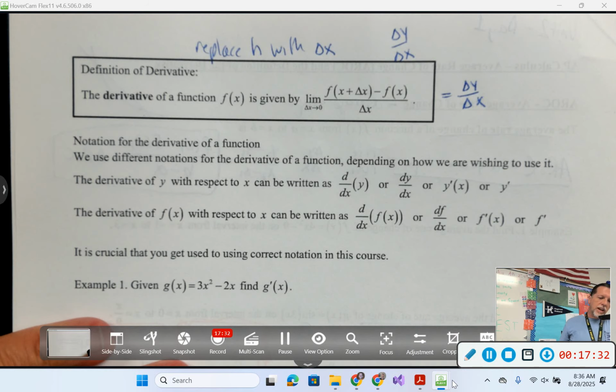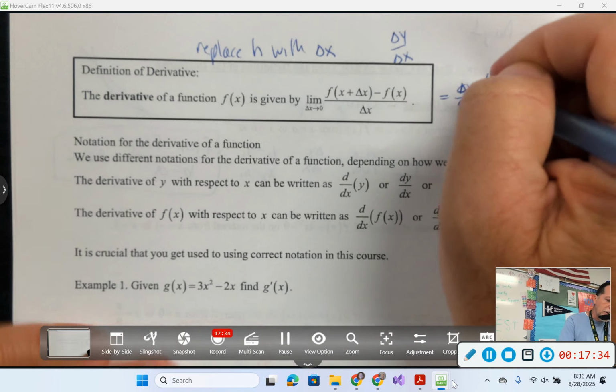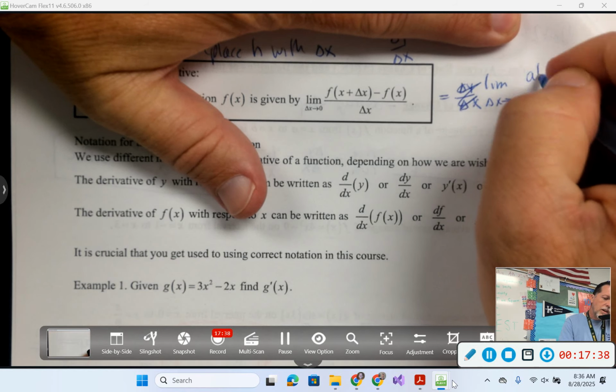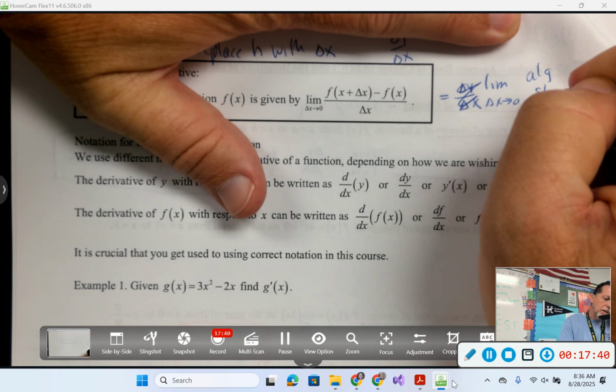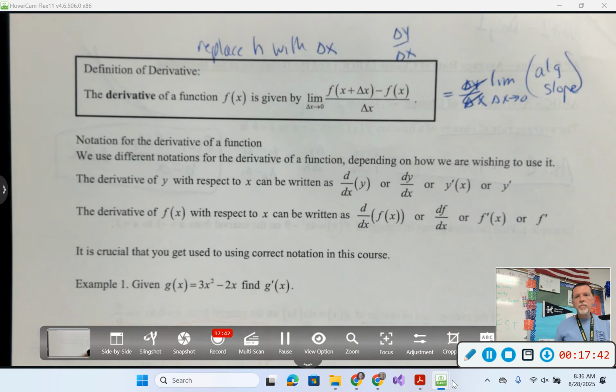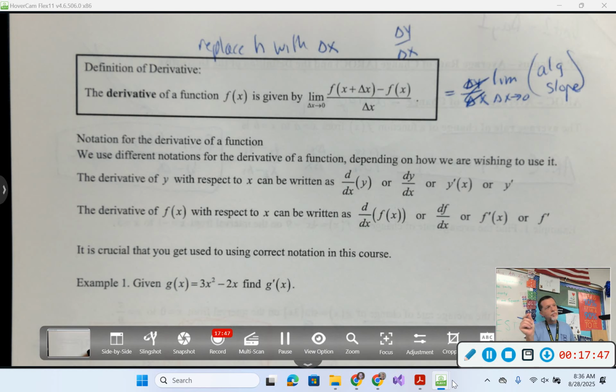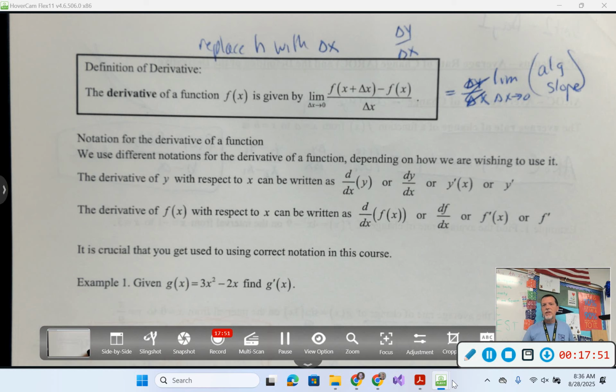Delta y over delta x. I guess as long as the limit's in front of that, I should put limit delta x goes to 0 of the algebra slope. That's another way to say it. Take your algebra slope and you let the denominator shrink down to 0, and then you've got your derivative. I guess the trouble is, if your denominator is 0, that won't work, so we'll figure out that problem in a minute.